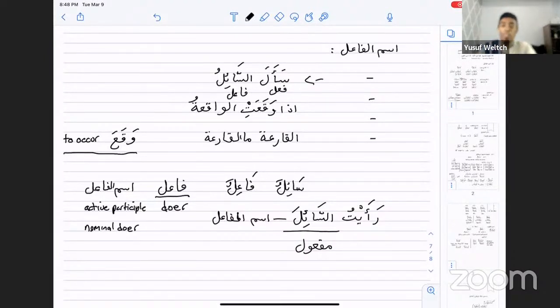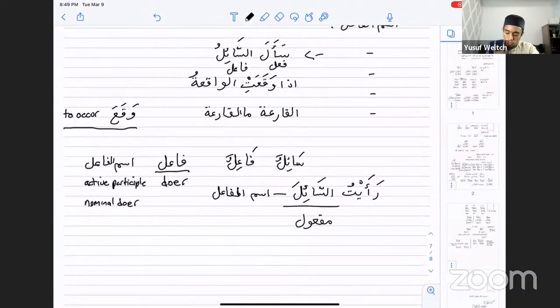So fa'il, the first one, is a role. In a verbal sentence, you're going to need a verb, and you're going to need a doer of that verb, at the very least. And some verbal sentences, meaning sentences that start with verbs, have a third component, which is the object, the maf'ul. So fi'l plus fa'il plus maf'ul, that's a jumla fi'liya, a verbal sentence. So the fa'il is a role within a verbal sentence. Any word can take its place, can fill that role.